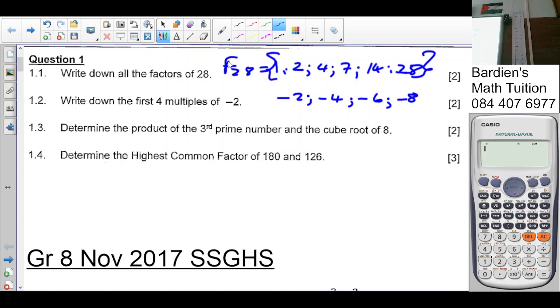Determine the product of the third prime number and the cube root of 8. What is the third prime number? So the third prime number is 2, 3, 5. So that's the third. So it's 5. The product means to multiply. And the cube root of 8 is 2. So it's 5 times 2, which is?